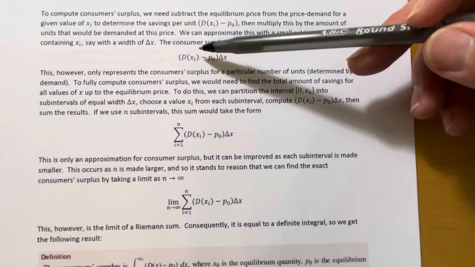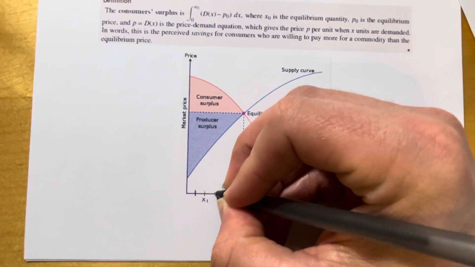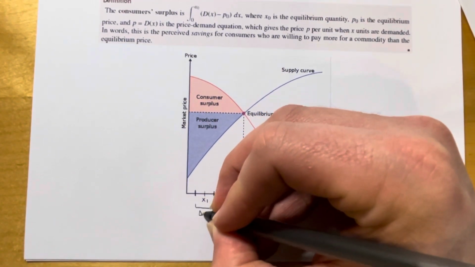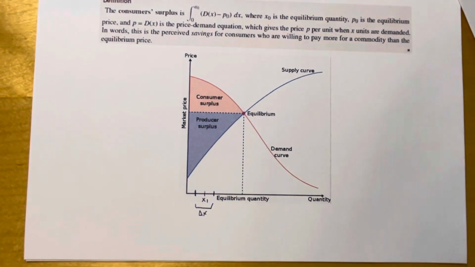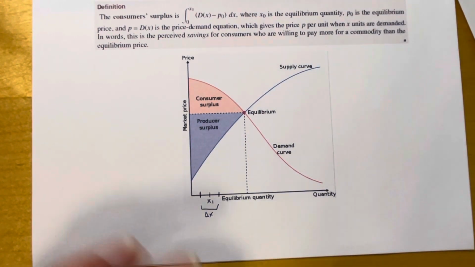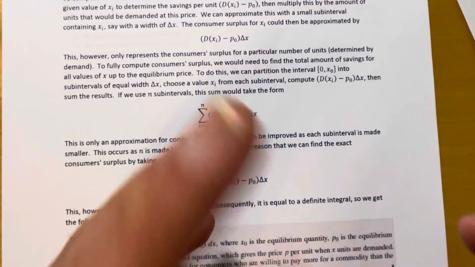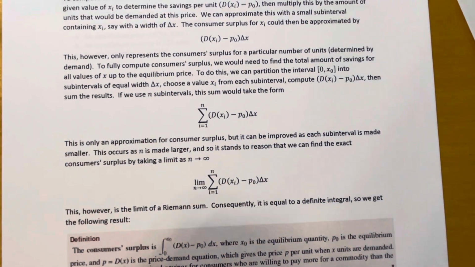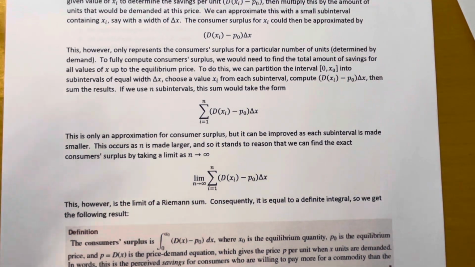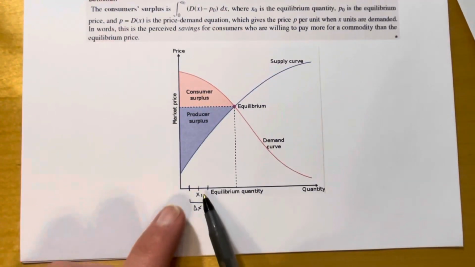And we can approximate that by a little subinterval. So if xi is down here, I can put a subinterval around that, which has a width of delta x. And the reason that's there is because we need to consider the number of units that somebody is buying, right? This d of xi minus p naught, that's the amount of savings per unit. But then if you want to compute a total number of savings, you have to multiply that by the number of units somebody is purchasing. Number of units can vary, and so we use a little subinterval to kind of approximate that.